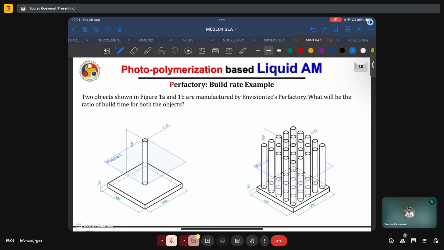Whereas in the case of Perfactory, we are shining a floodlight on the area to be printed. Because of shining this floodlight, the entire printable area can be cured in a single go, and the process is almost instantaneous. Hence, the area to be printed per cross section does not really influence the total print time. It is just the number of layers which will affect the printing time.